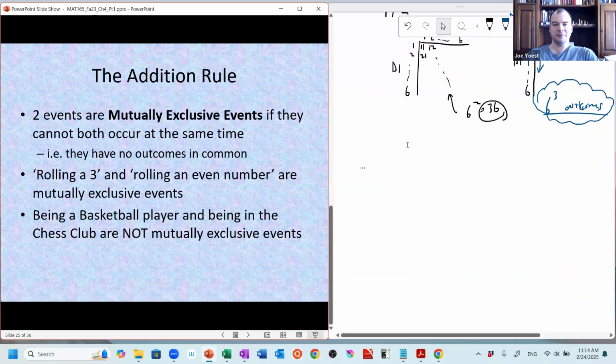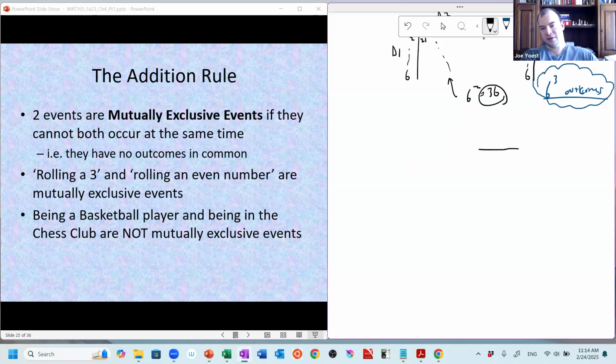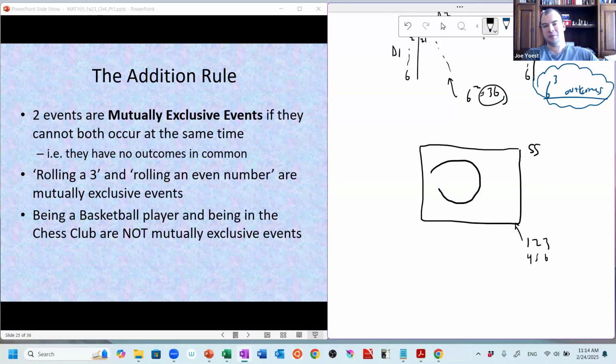We're going to scroll down over here. Right, if we look at our sample space for this, in here we need to put 1, 2, 3, 4, 5, and 6. We have an event that is rolling an even number.